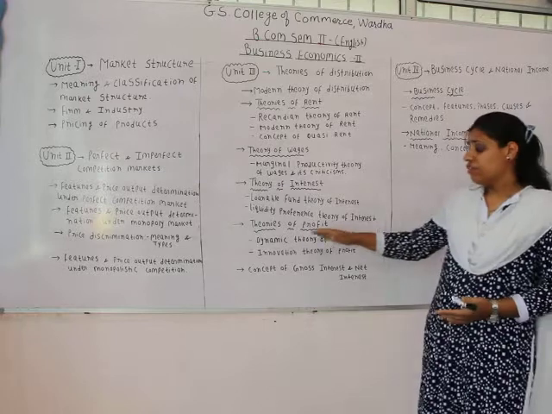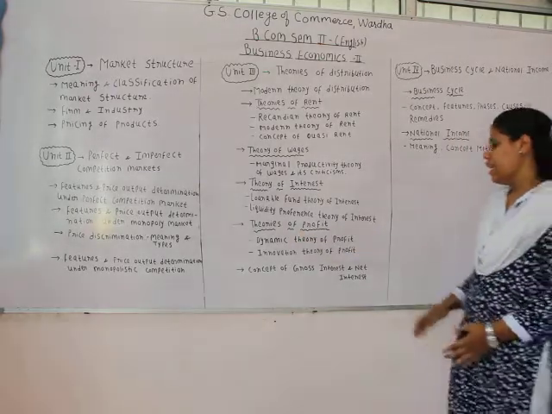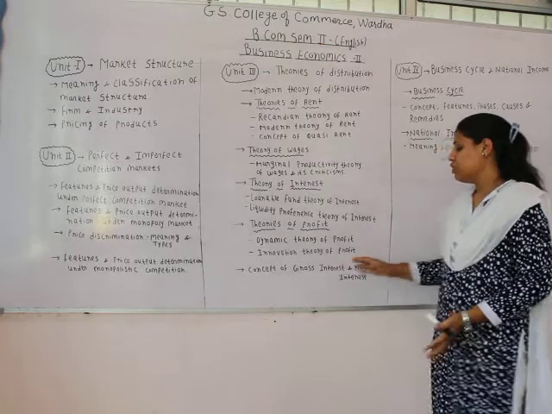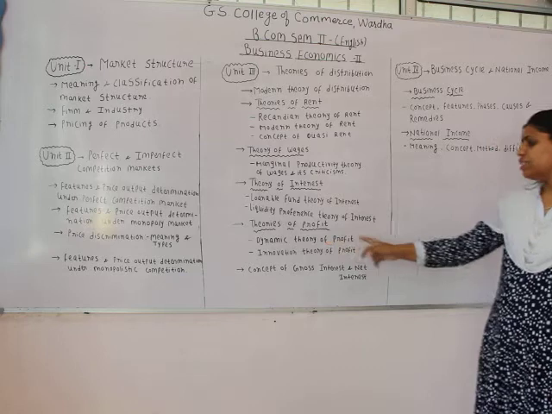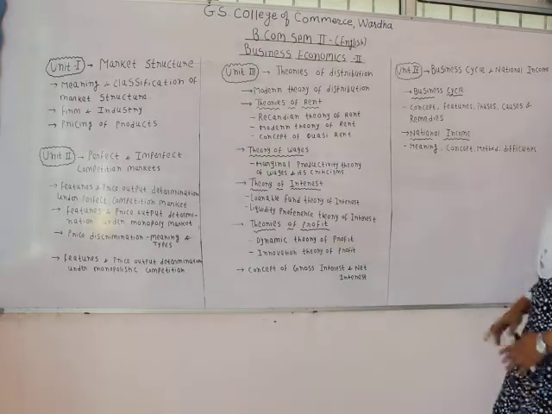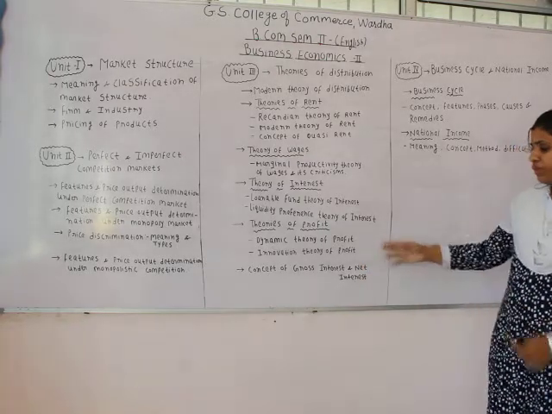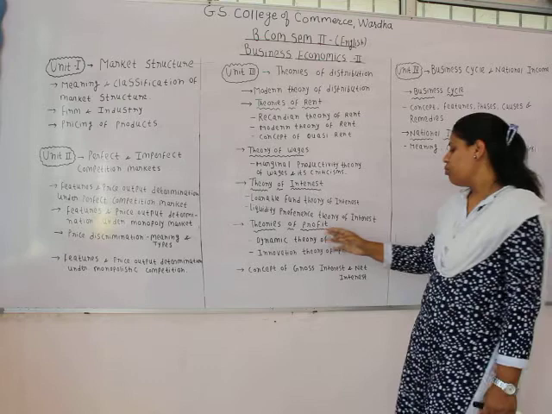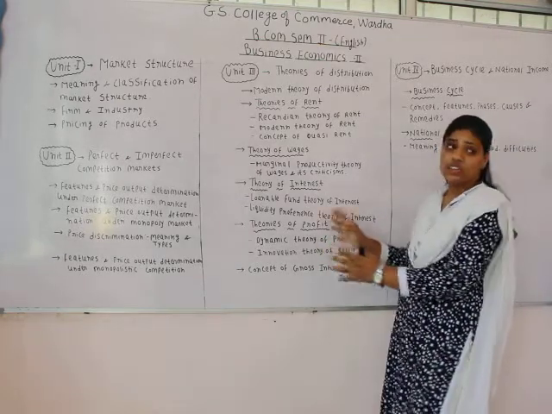So here we would learn two theories of profit, that is dynamic theory of profit and innovation theory of profit, which is given by different economists. The dynamic theory of profit is given by J.B. Clark and the innovation theory of profit is given by Schumpeter. So we are going to see these two theories in our chapter, theories of profit.